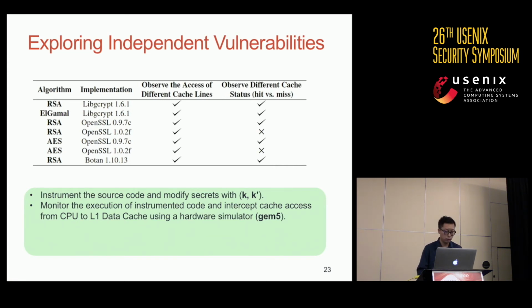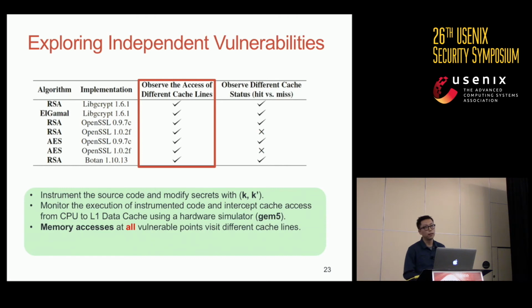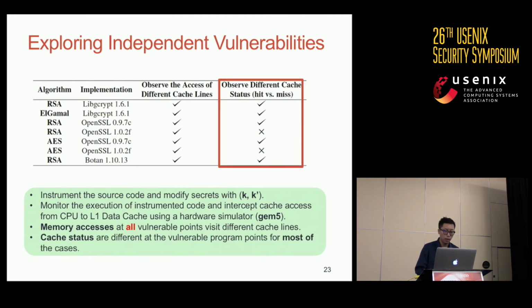cache. We first report that memory access at all the vulnerable points actually leads to the visit of different cache lines by instrumenting the code with different secrets, the key and the key prime. We also report that cache status in terms of hit or miss actually becomes different at most of the vulnerable points when instrumenting the code with different secrets.